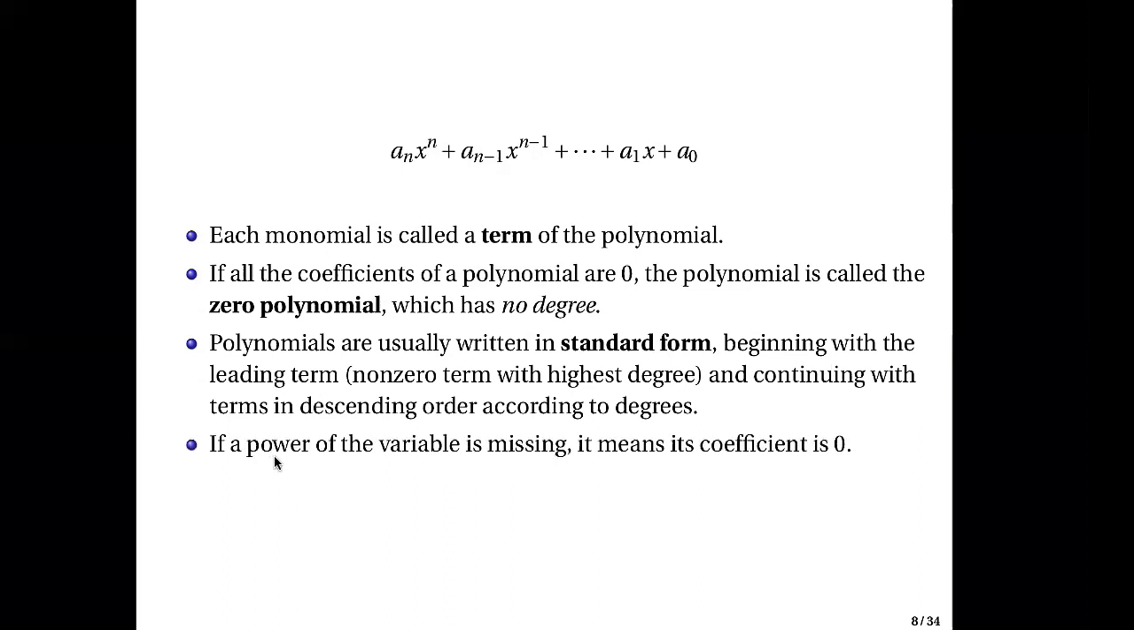Now if a power of the variable is missing, it means that the coefficient of that term is equal to 0. So there's a possibility that you will not see the power n minus 1. That means your a sub n minus 1 is actually 0. So 0 times whatever this one is, it's always 0, so it will just disappear. So if the power of the variable is missing, its coefficient is 0.